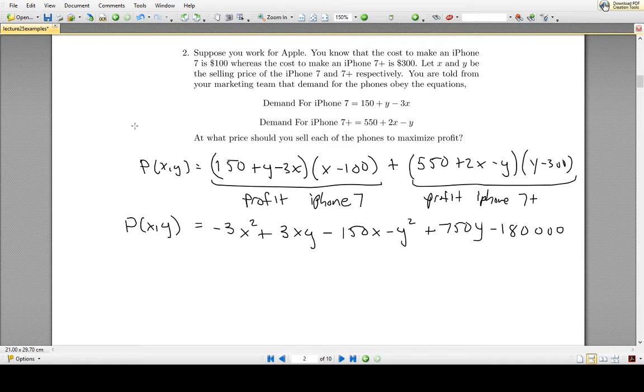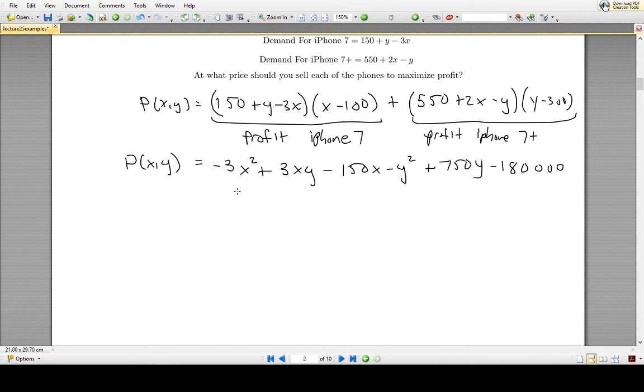So we would like to figure out its critical points. So let's go ahead and calculate the critical points of this profit function. The critical points, of course, are the locations where the X and Y derivatives are 0. So let's go ahead and calculate the derivative of p with respect to x. So it's negative 6x from this term here plus 3y minus 150. That is the derivative of p with respect to x.